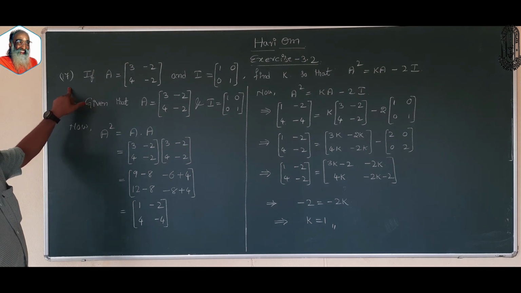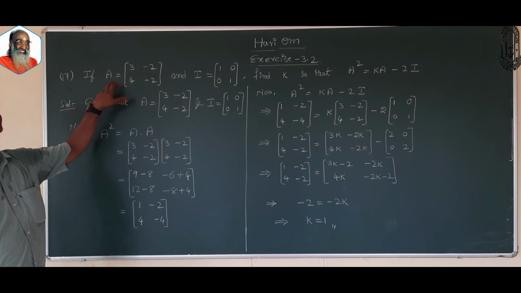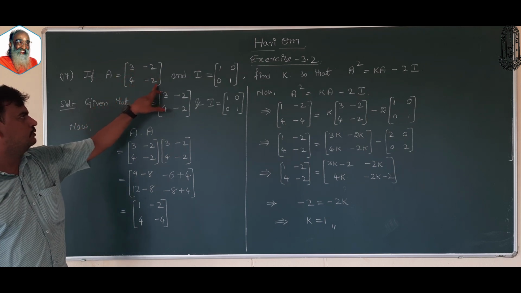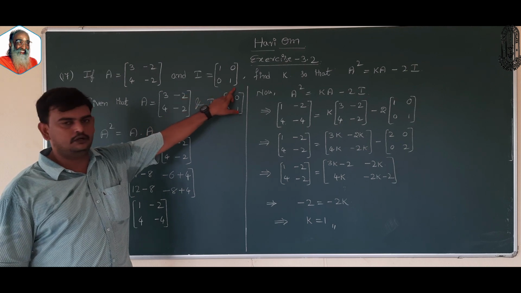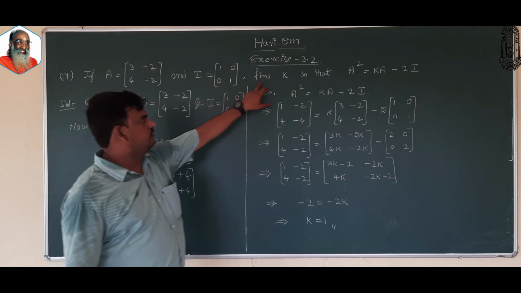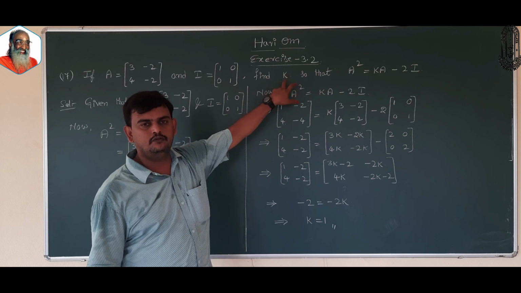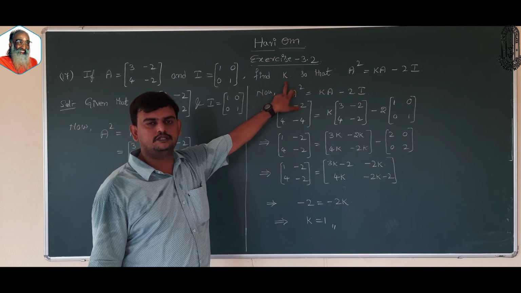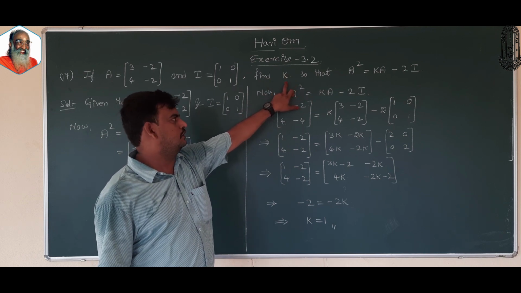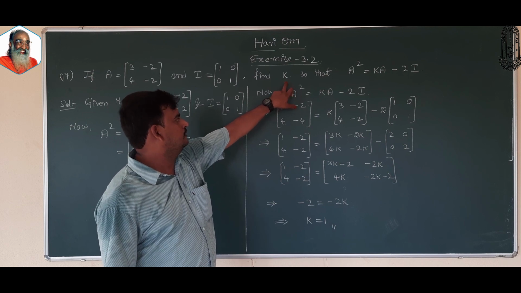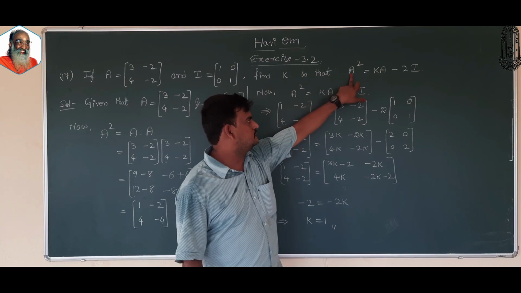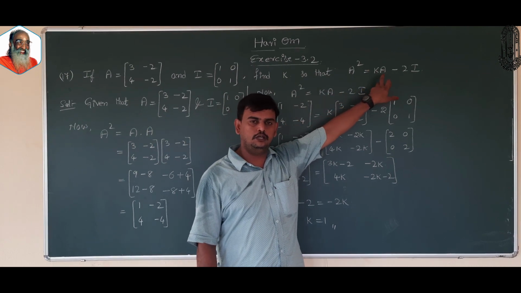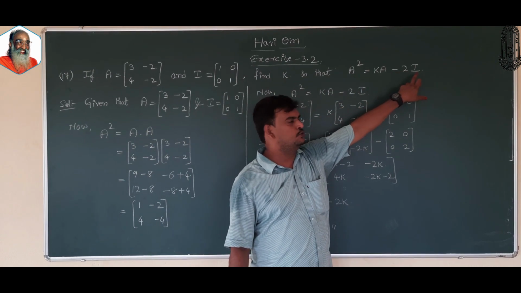The question is: if A is equal to [3, -2; 4, -2] and I is the identity matrix, which is a 2 by 2 order matrix [1, 0; 0, 1], find k. Here we need to find the value of k, which is the unknown value, called a variable. To find k, the condition given is: A squared is equal to kA minus 2I.